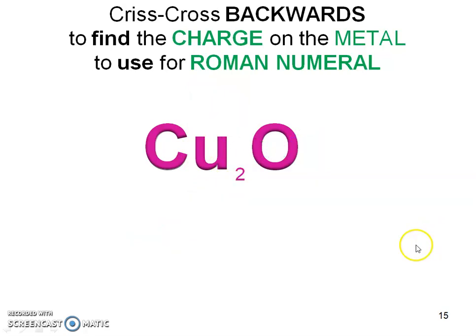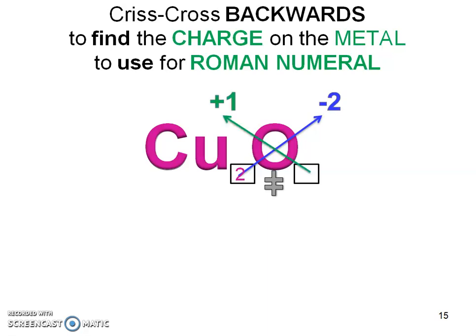So let's try this one. Again, we're going to look at our subscripts, and now we're going to crisscross backwards. In this case, those subscripts are not equal to each other, so that 2 must have come from the -2 of that anion for oxygen, and if we go this way, then that must have been a +1.